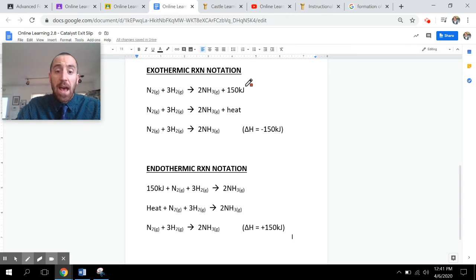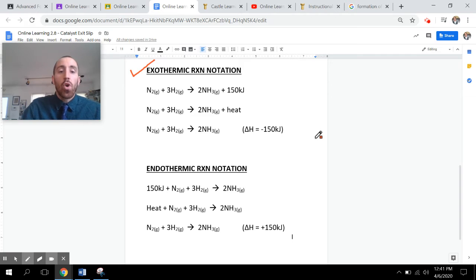Exothermic reactions can have a specific amount of heat be on the product side. They could have a general word. It could say heat. Like maybe they don't specify how much heat it is, but instead they just say heat. In both of these, you see that heat is a product. When they include heat, whether it's a specific number of heat in kilojoules or the general heat, just the word heat, when they include it as a product, it's always exothermic.